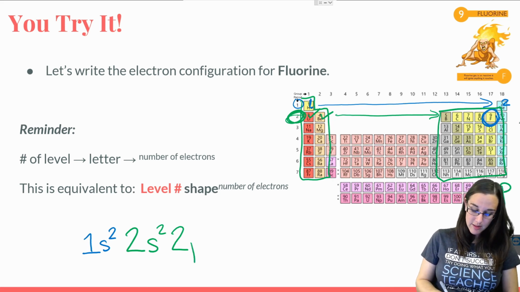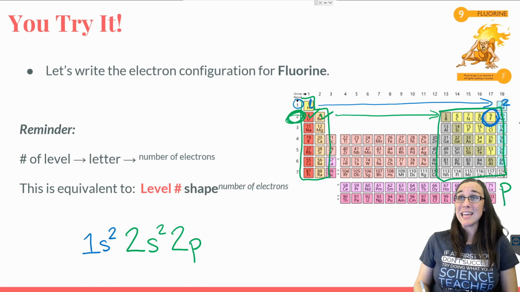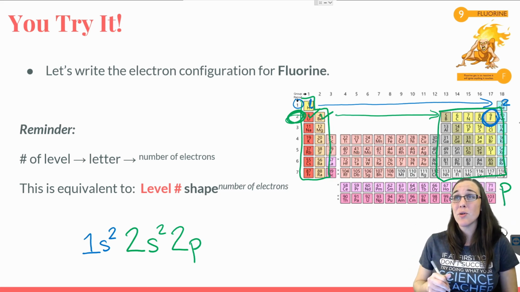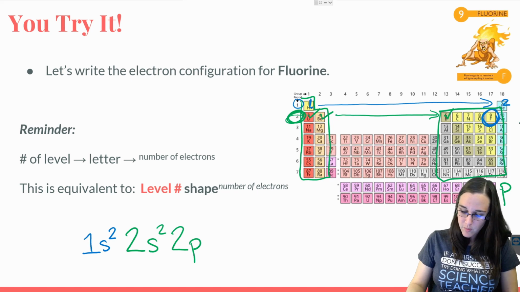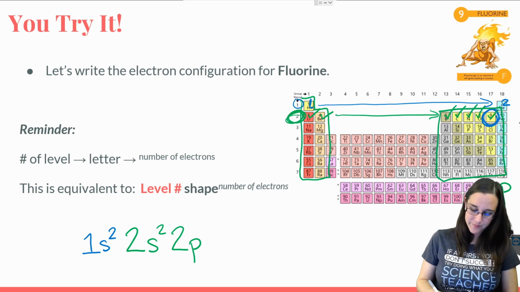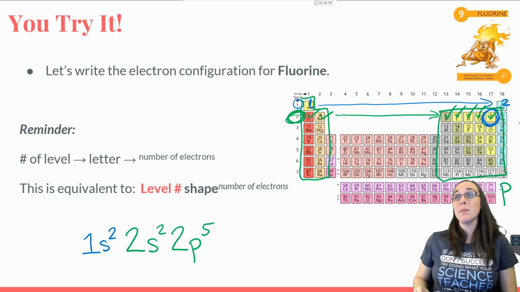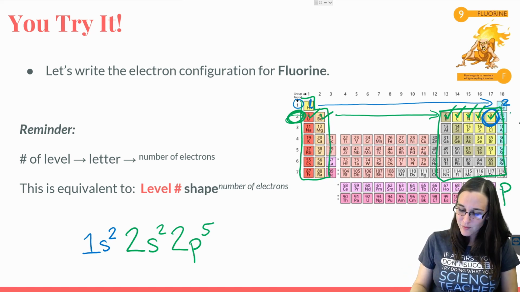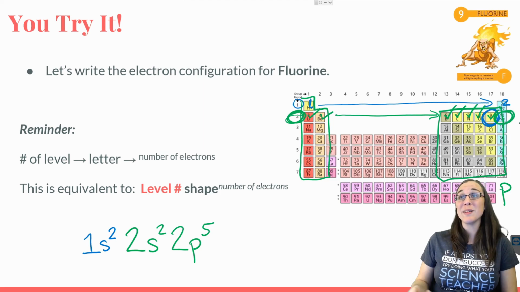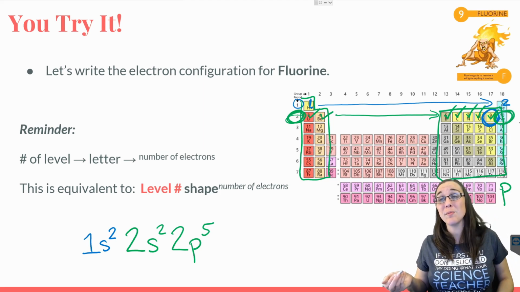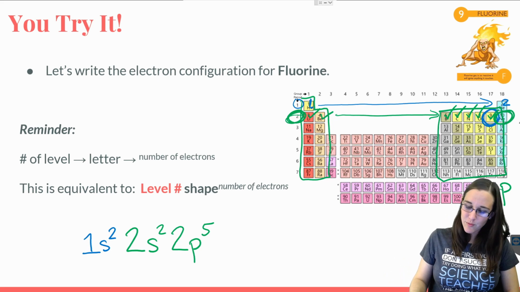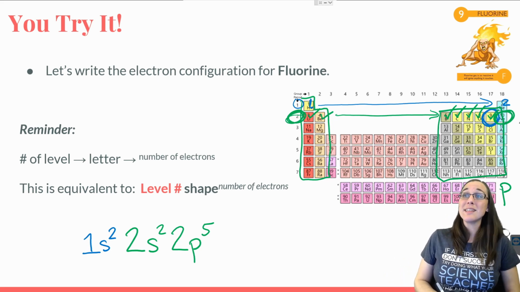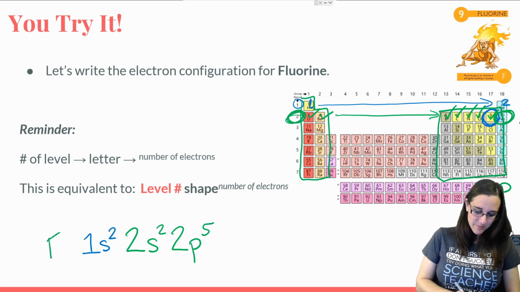So now we are in the P block, and let's count how many we have to go over until we get to F. 1, 2, 3, 4, 5. Remember that P fits a max of 6. Isn't that convenient that if we went all the way to neon, that would have been 6, and that would have been the last one in P. So it makes sense that for fluorine, it's 5, because that's where fluorine is located on the periodic table.